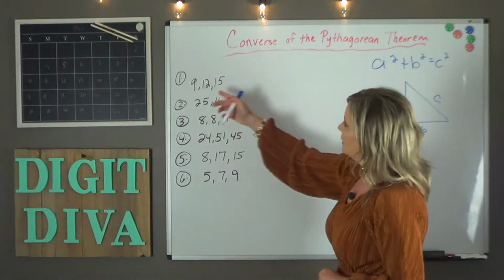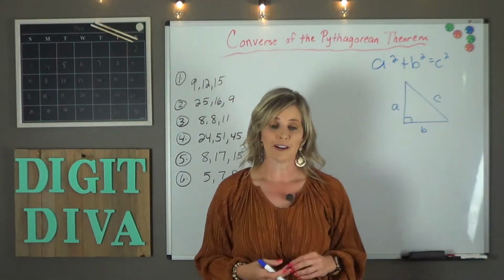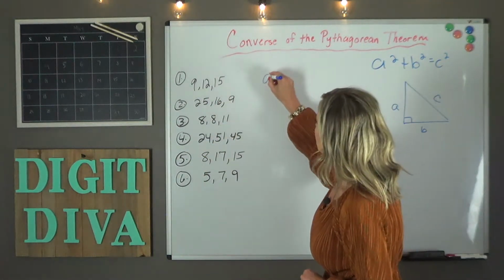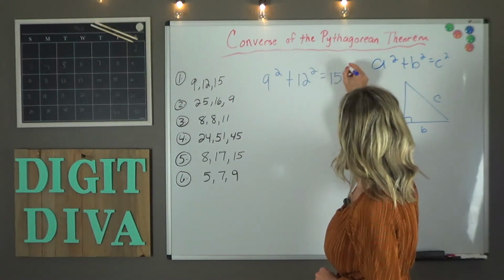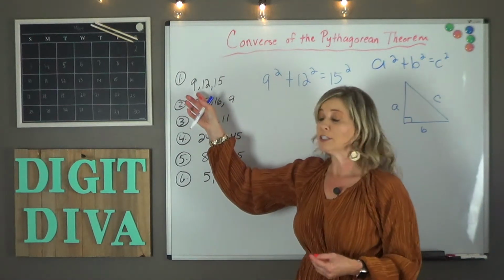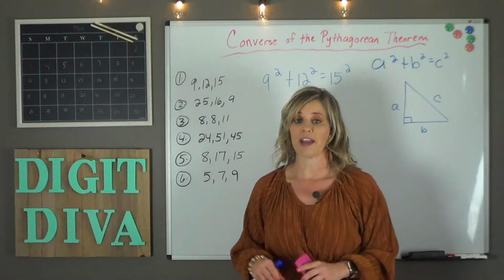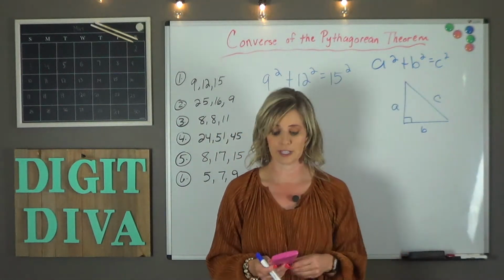So 9, 12, and 15, you have to ask yourself which one would be our hypotenuse. And of course it would be the largest. So we would plug in 9 squared plus 12 squared equals 15 squared, okay? In this example, they happen to be in order from least to greatest. Always be careful to check that though, okay? The largest number would be by itself. It's plugged in for the value of C.